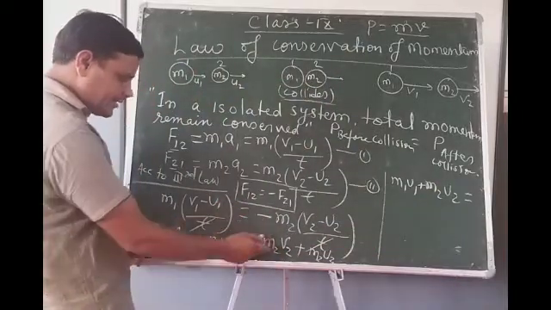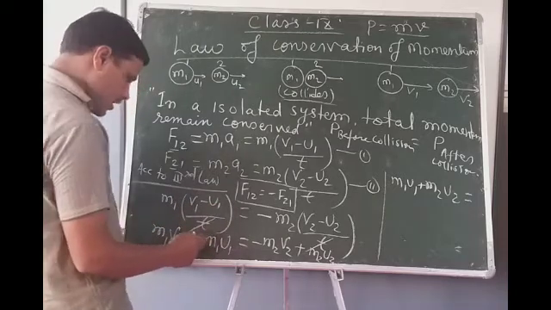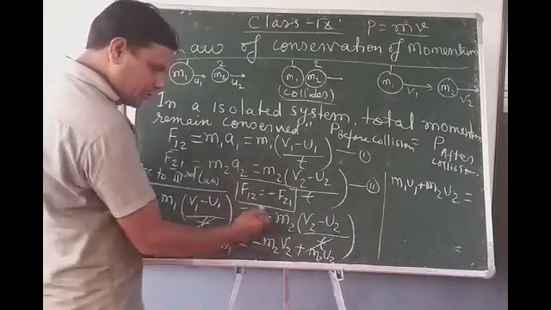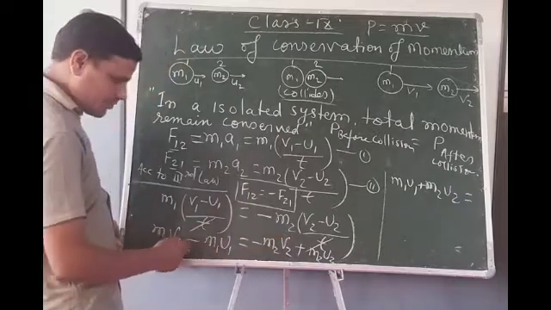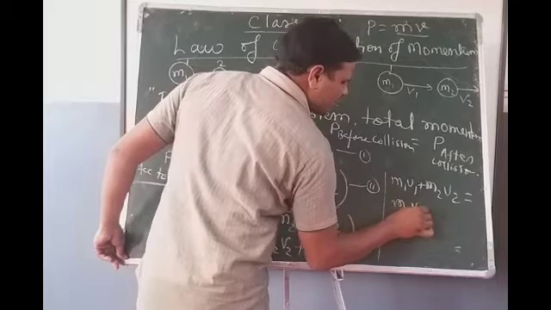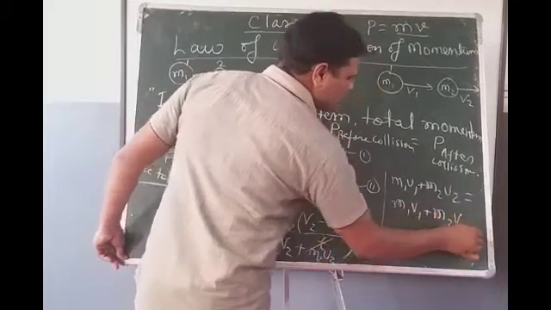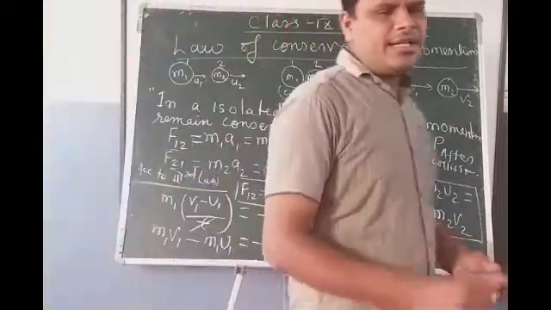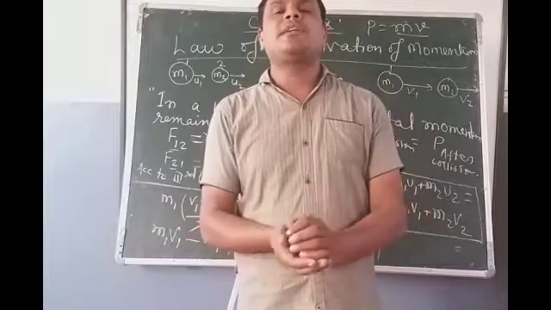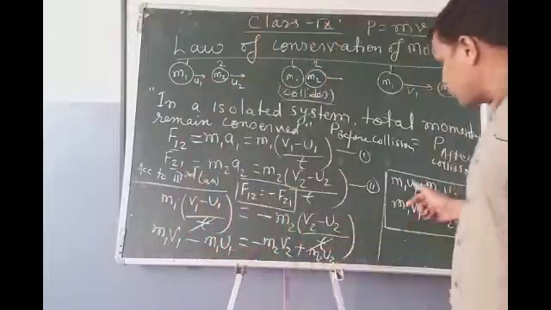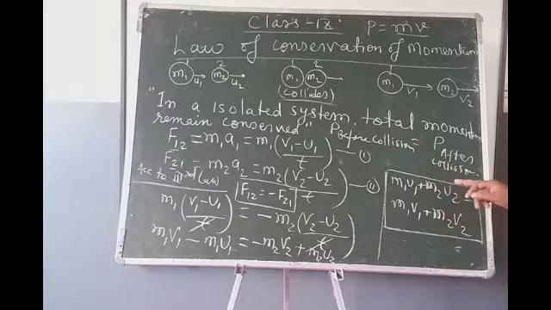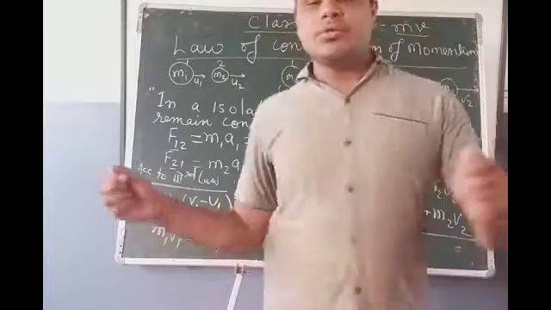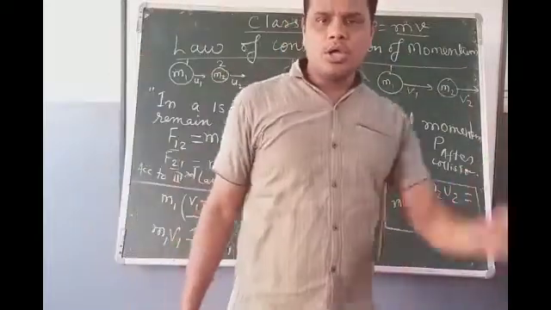we will get m1v1 plus m2v2. This is called the law of conservation of momentum. When you solve different types of numericals, you have to use this formula: m1u1 plus m2u2 is equal to m1v1 plus m2v2. This is known as the law of conservation of momentum.